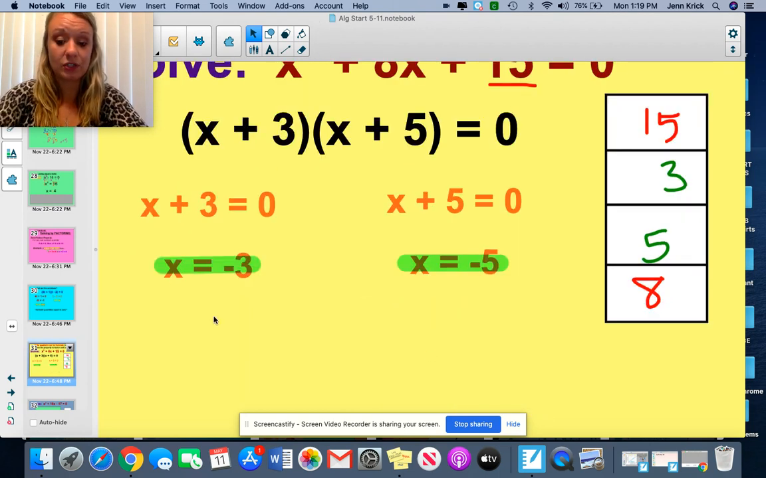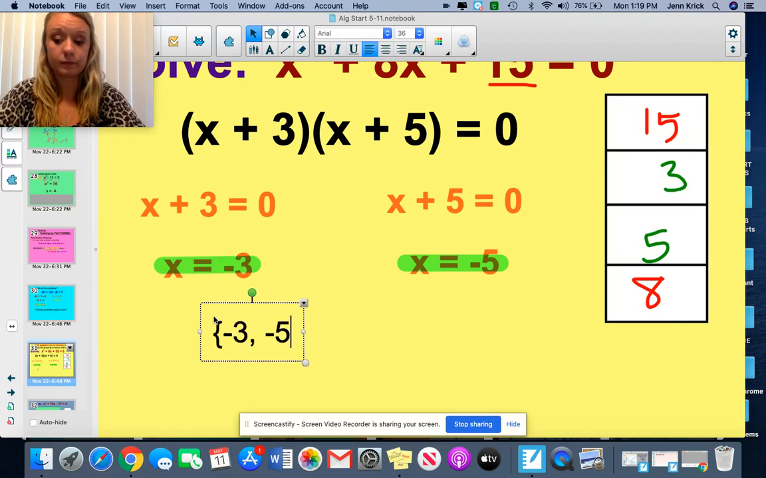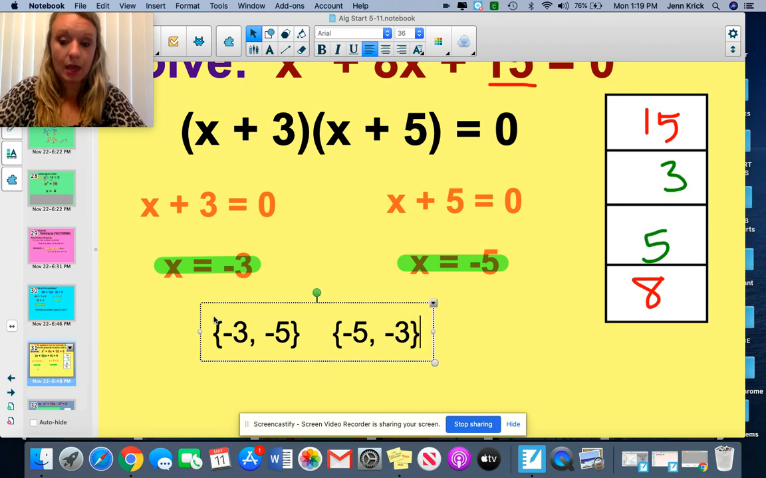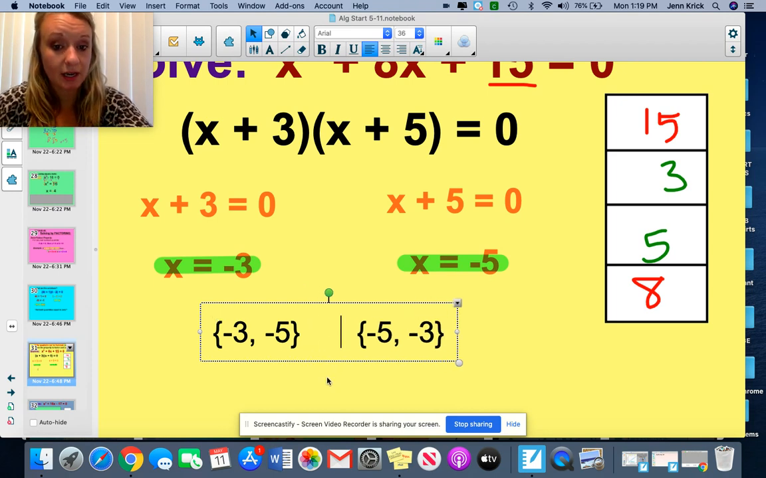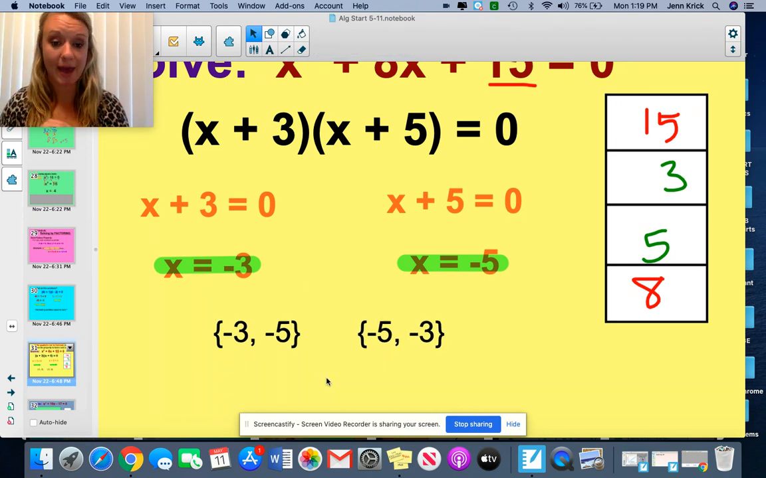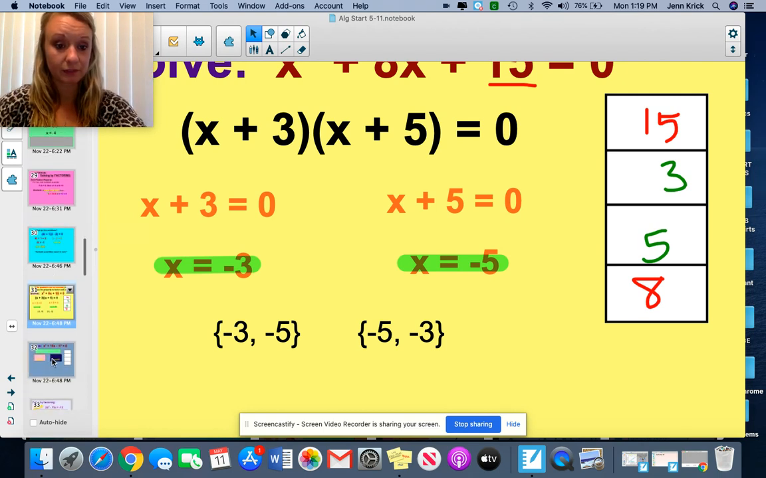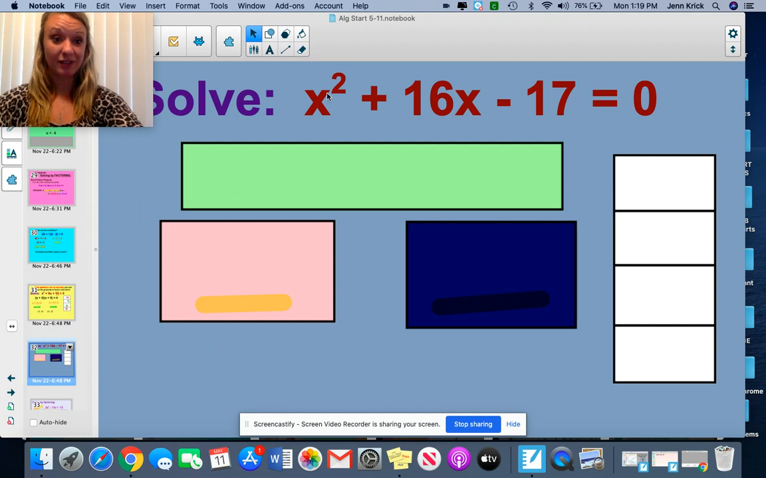Now, oftentimes, you'll see your answers written as solutions like this. Or it could look like this. They've got the fancy brackets here. The order of the solutions does not matter, but usually you'll see them in brackets with the numbers together. Okay, let's do two more, and then we are done for the day.